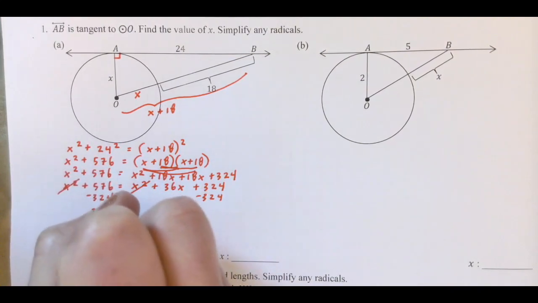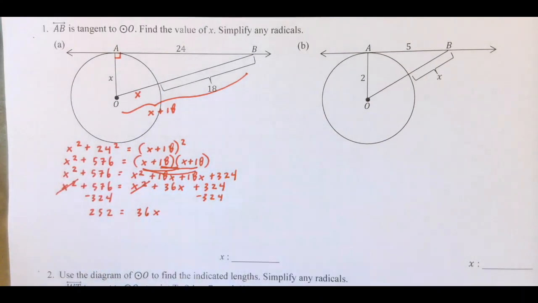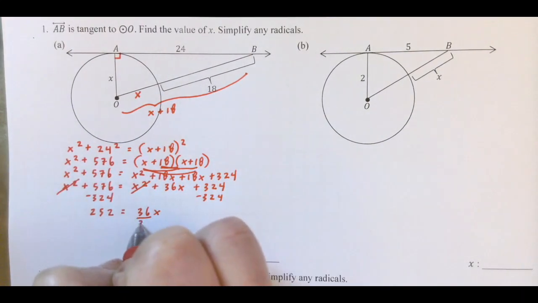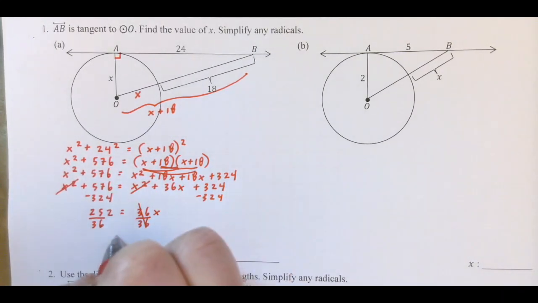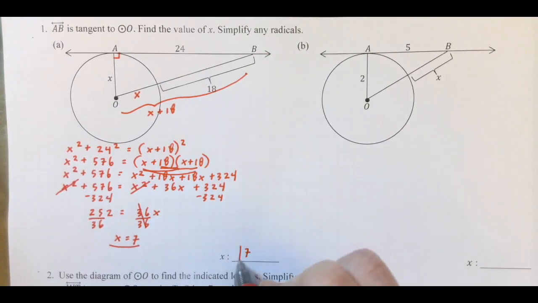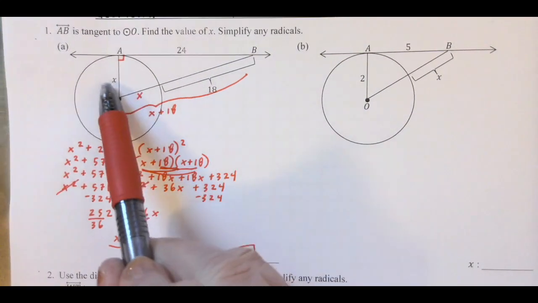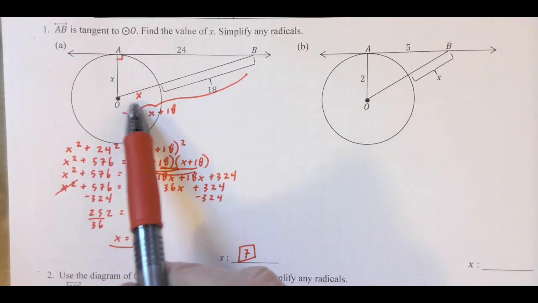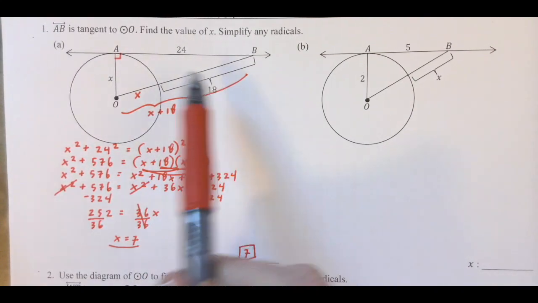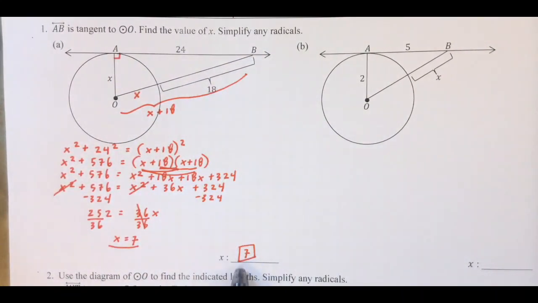So now 252 equals 36X. Divide out the 36 from both sides. And I end up with X equals 7. Okay, if I double check that, if I have a 7 here, a 24 here, a 7 plus 18 is 25, well, that's a common triple, a 7, 24, 25. So I know that I've solved it correctly.